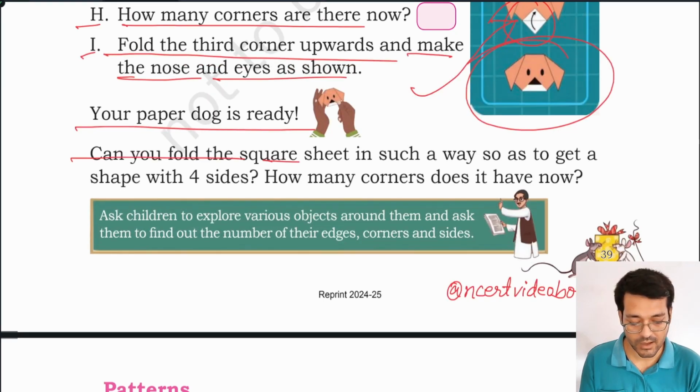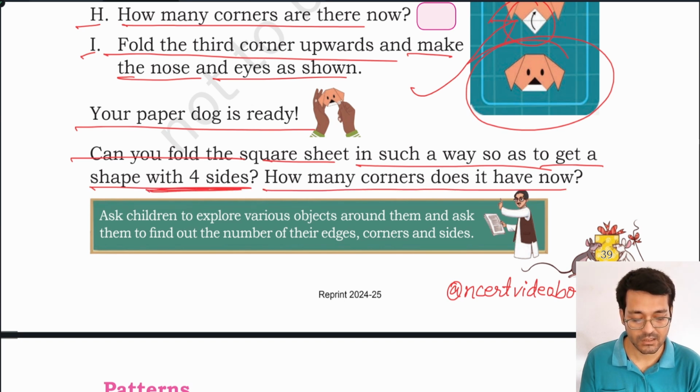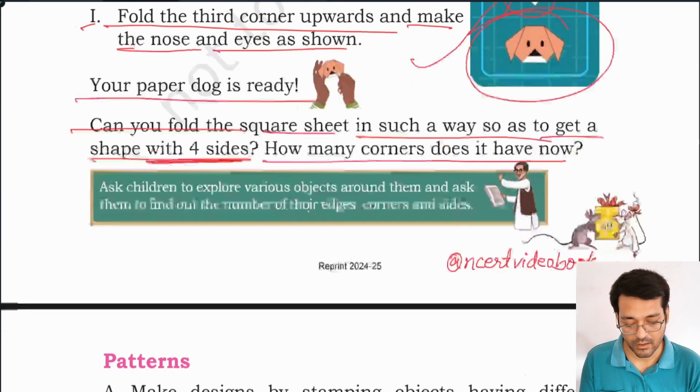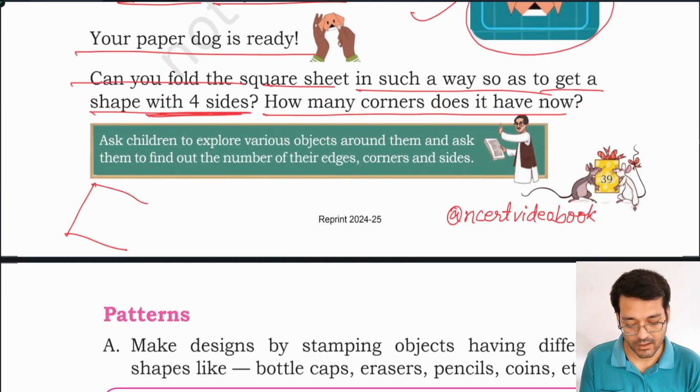Can you fold the square sheet in such a way so as to get a shape with four sides? How many corners does it have now? How many? If you fold a square, then you will get again a square shaped object like this. With all four corners at the center, you will get a square. How many edges and corners will it have? It will have four edges and four corners, similar to a square.